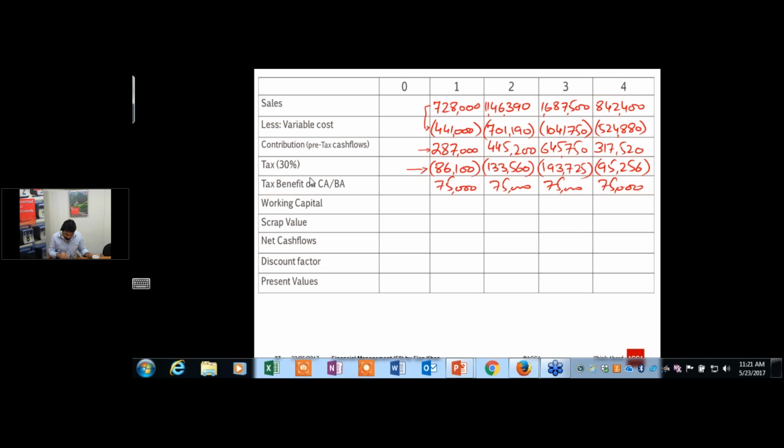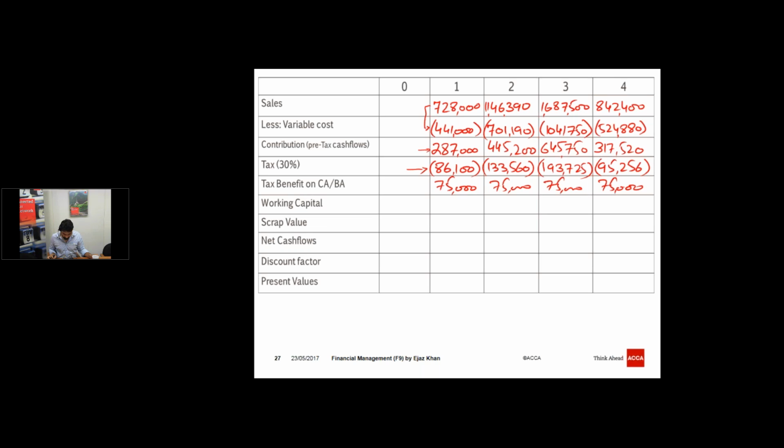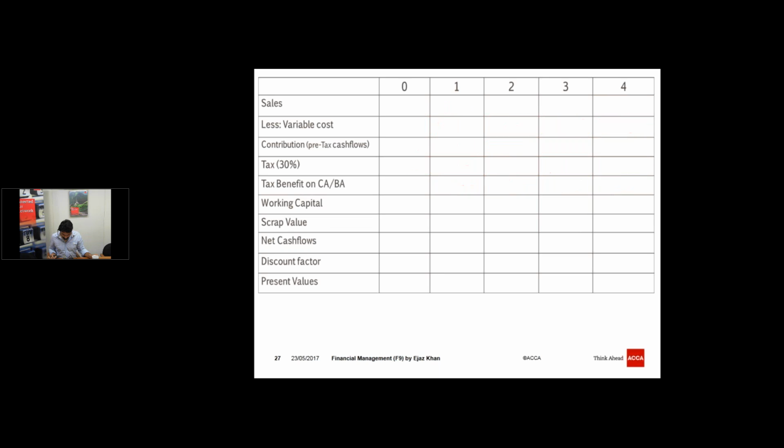Okay, let's move towards the next calculation, that is working capital. Working capital is the amount of capital that we'll be needing to run our day-to-day business. In the question, it states that we need 7% of the sales revenue as our working capital at the start of every year. For year one, the sales revenue is 7,28,000, and remember, it has the impact of inflation in it.